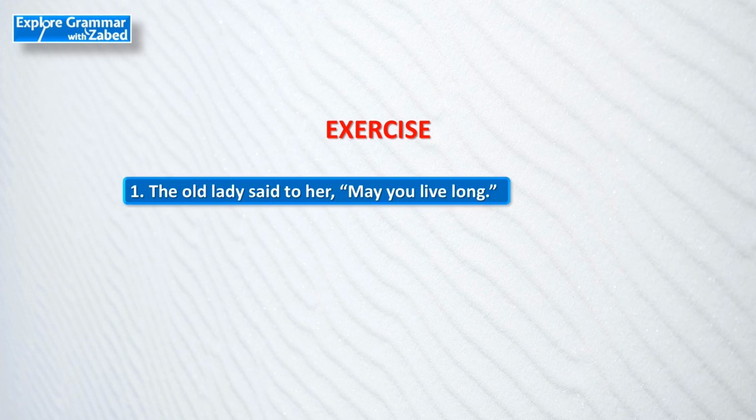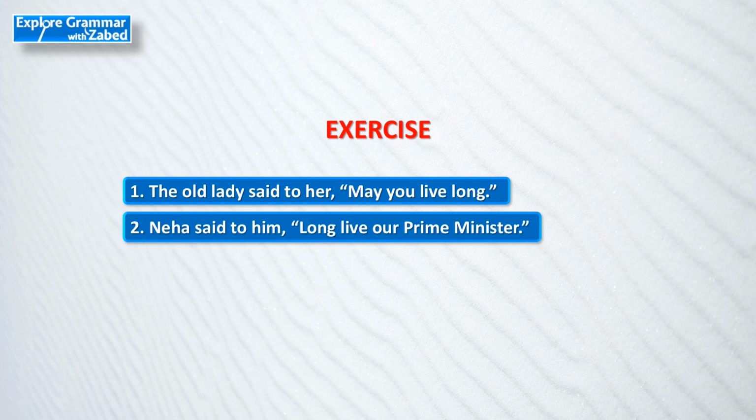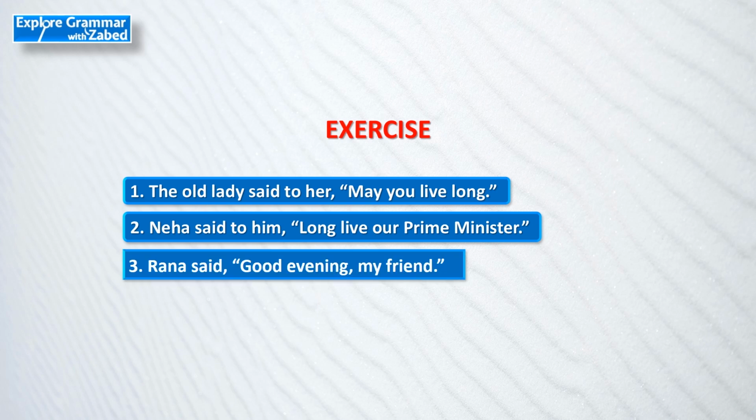Now, I am providing you an exercise to convert the optative sentence from direct speech to indirect speech. Sentence number 1. The old lady said to her, "May you live long." Sentence number 2. Neha said to him, "Long live our Prime Minister." Sentence number 3. Rana said, "Good evening, my friend."